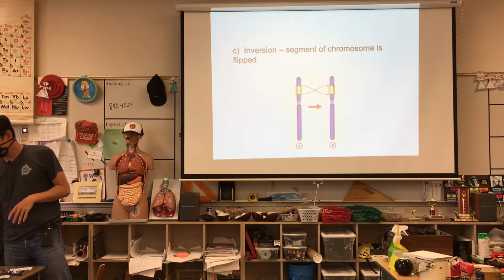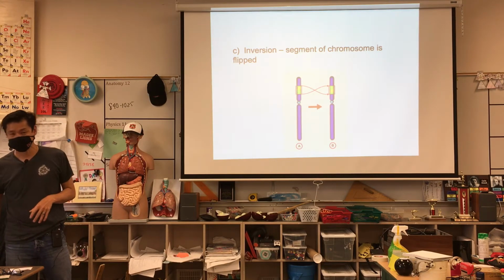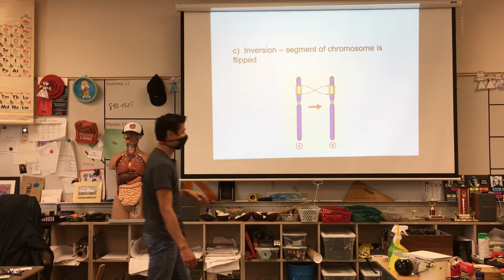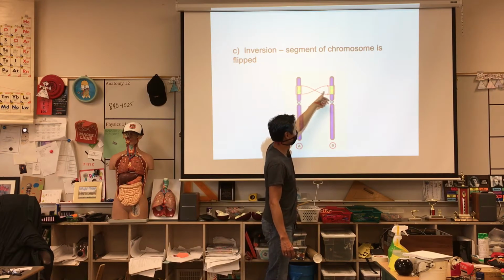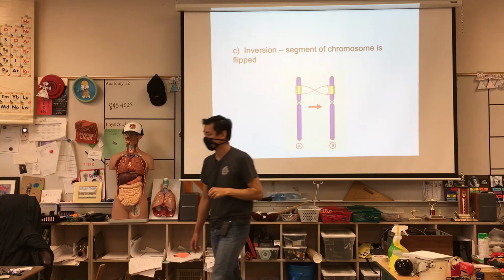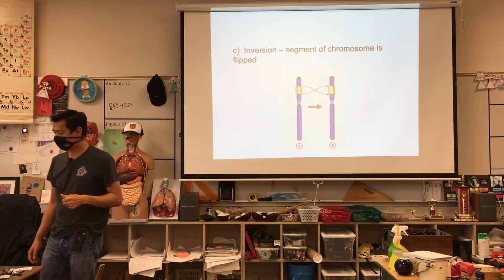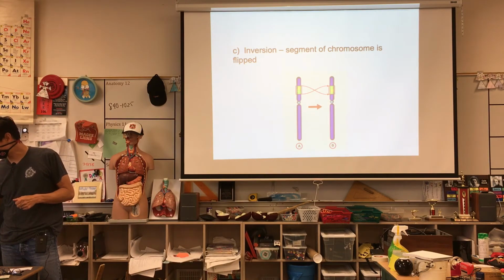In inversion, this one is a little bit less easy to spot on a karyotype, but what could happen is a section of DNA could be cut out and then inverted and reinserted in. And that could disrupt any of those genes that are in there that need to be expressed.